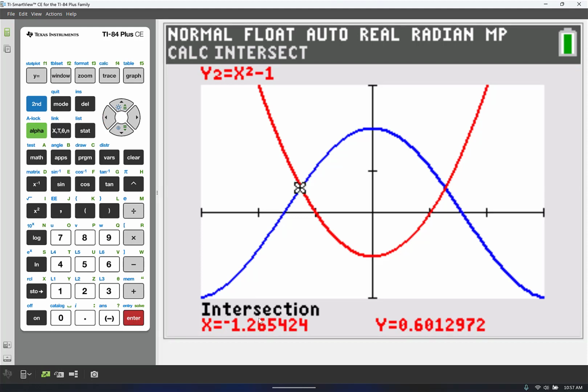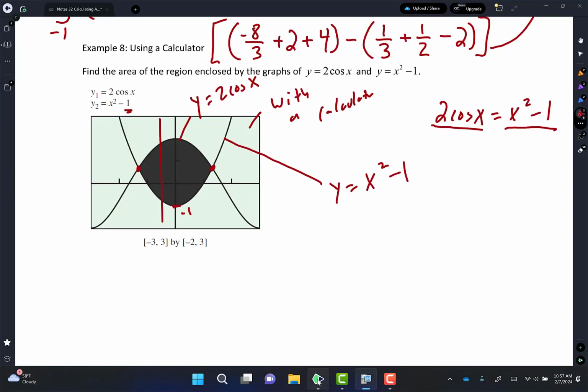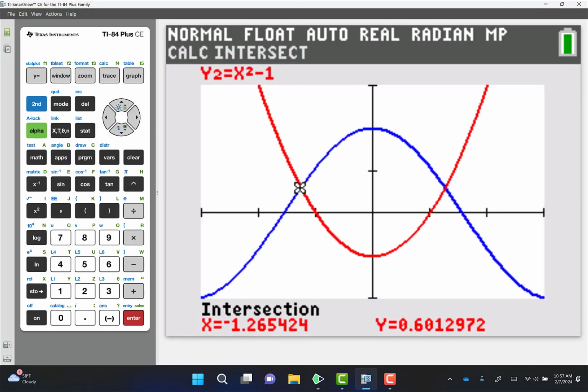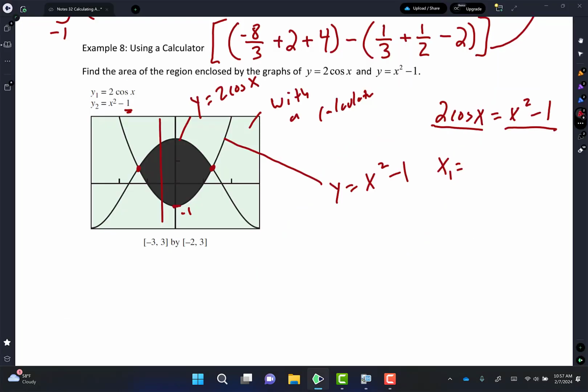It needs to say the word intersection. Do you see that intersection value? Push enter. It needs to say the word intersection. It does. Okay. X1, negative 1.265424. Negative 1.265424. Here's what I would do, guys.